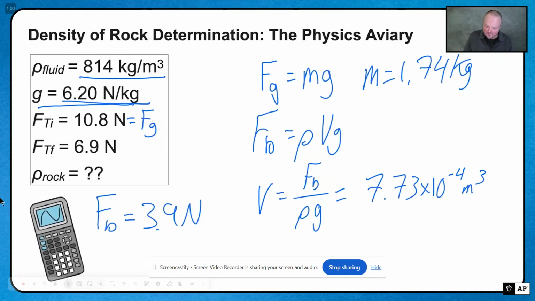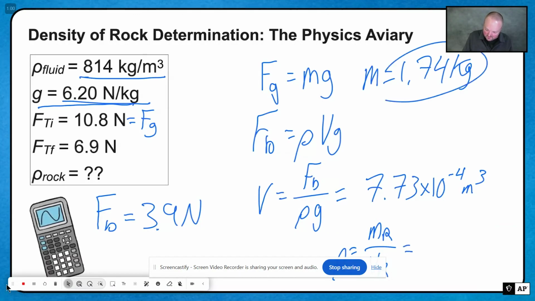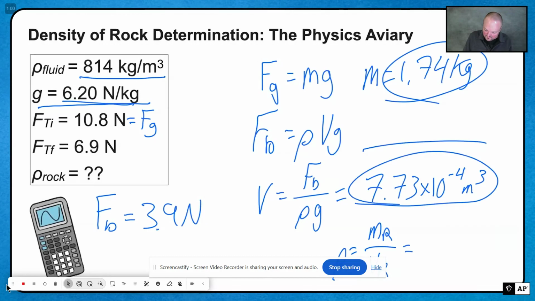So finally, if I want to figure out the density of the rock, I take the mass of the rock divided by the volume of the fluid displaced, which, if the rock is completely submerged, is the volume of the rock. I take this number divided by this number, and I get a density of 2,251-ish kilograms per cubic meter, which you notice is more than the density of the fluid.